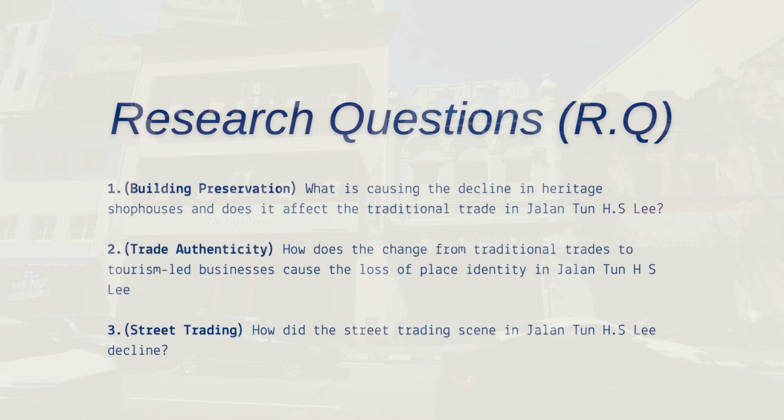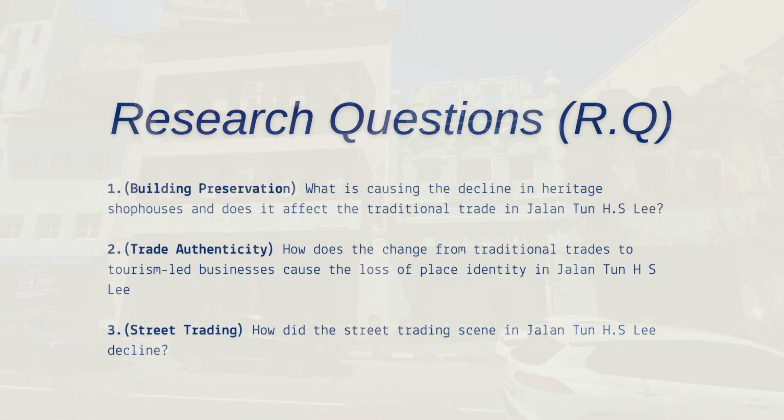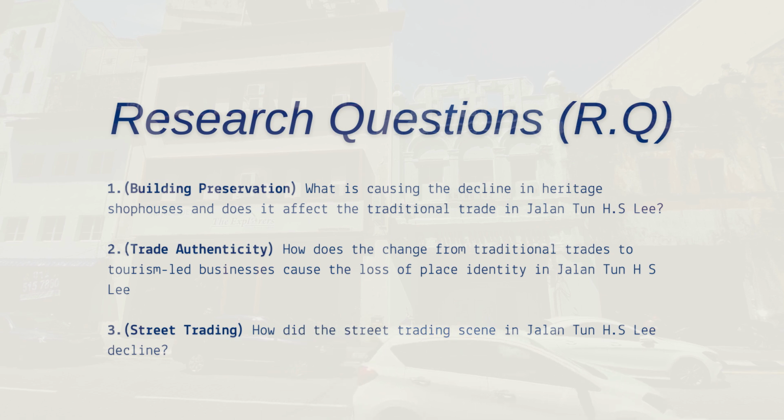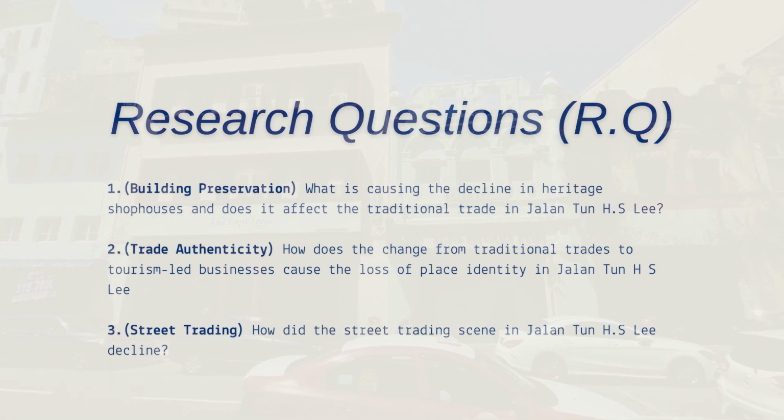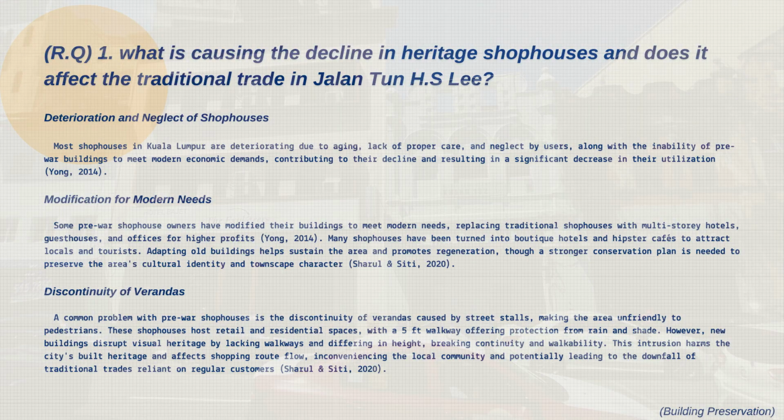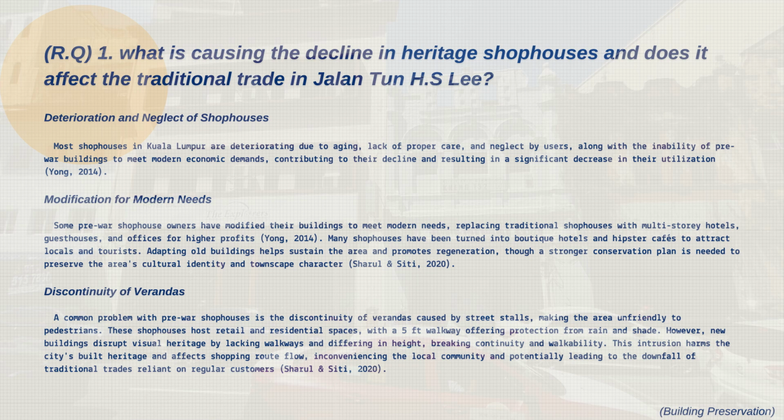Our research questions is made up of 3 topics covering different issues of sustainable heritage tourism in the street of Jalan Tun HS Lee. The 3 topics are building preservation, trade authenticity, and street trading. Starting with building preservation and its research question: what is causing the decline in heritage shophouses, and does it affect the traditional trade in Jalan Tun HS Lee?